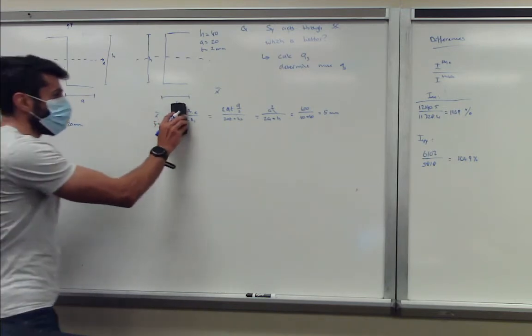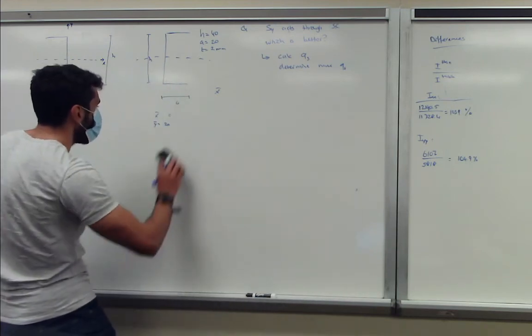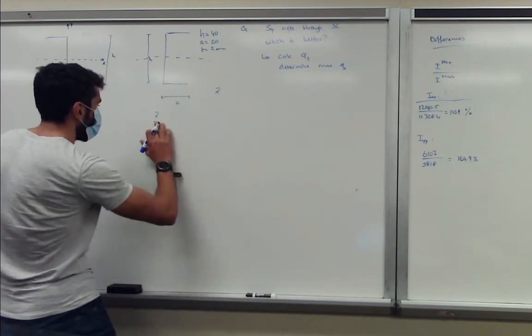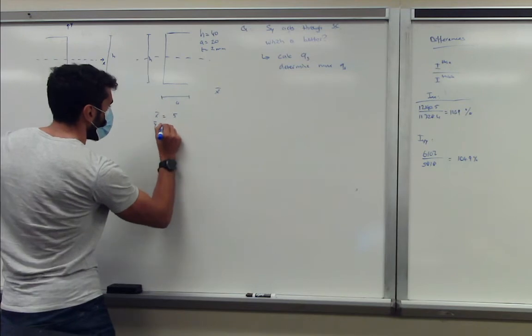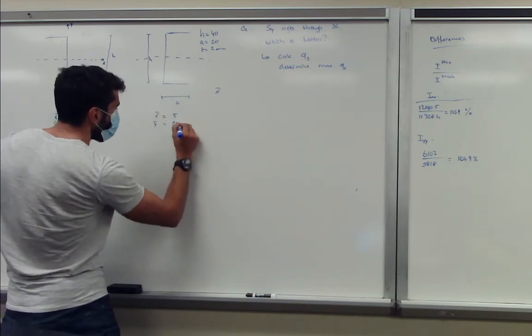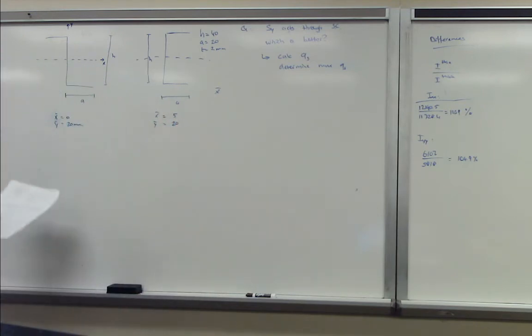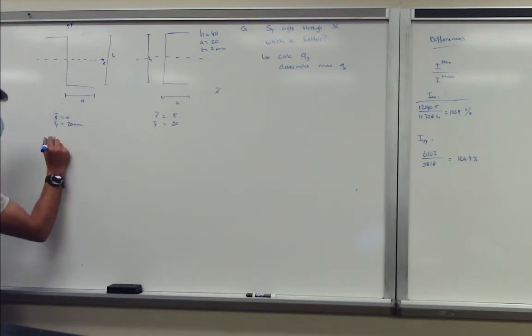So we calculate these two. So we know this is 5 millimeters, 5, and based on symmetry, this is 20. And then we just calculate the same thing. We calculate IXX, IYY, and IXY for the Z section, because in this case we need all three.